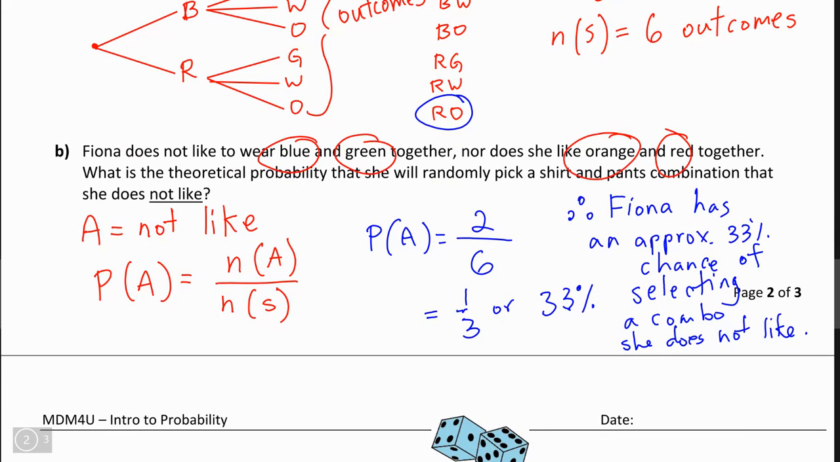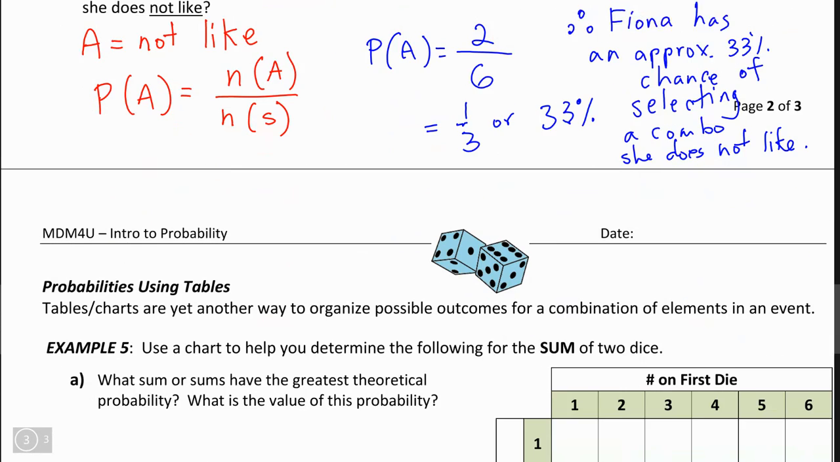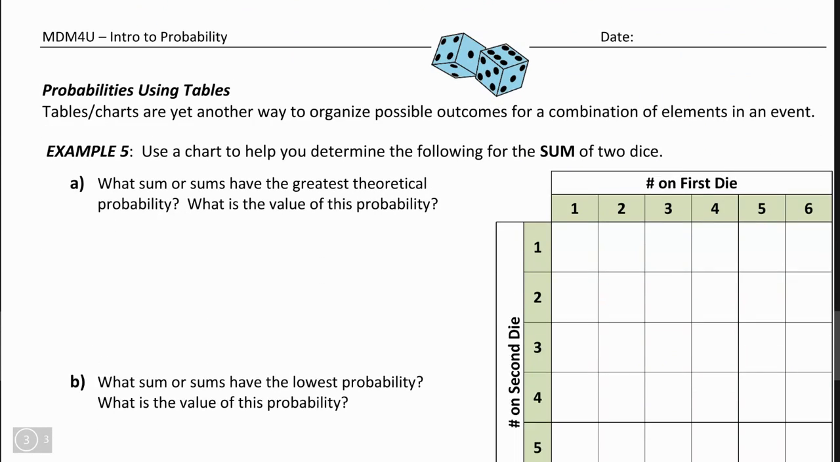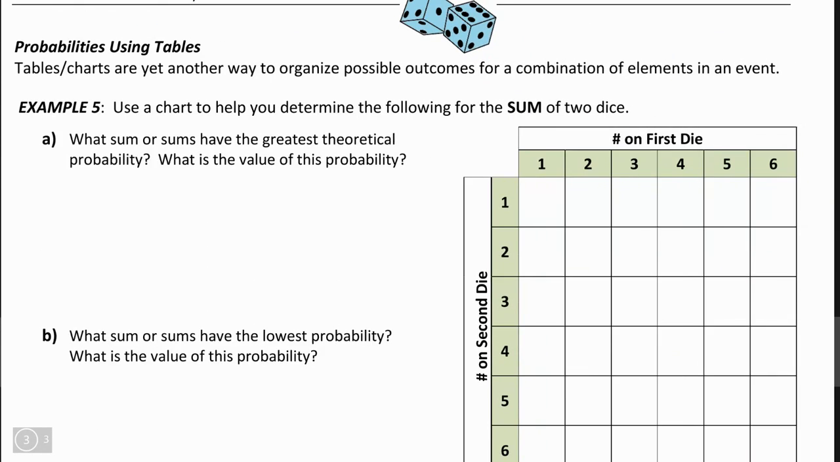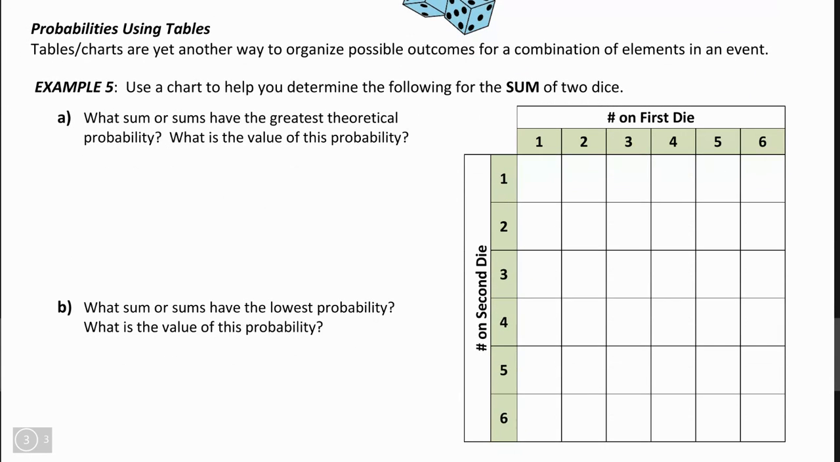Okay, all right. Let's go on to this activity. We're going to do this activity in class, but I do want to just go through it in the video in case you missed the activity in class.